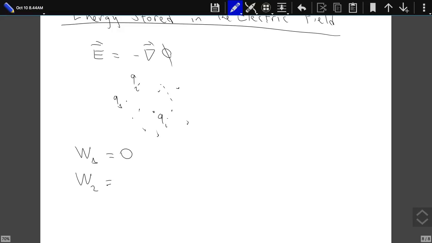Well, let's just give some names. The electric field created by the charge Q1, let's just call it E1. The force that this Q2 charge will feel will be Q2 times E1. So Q2 times E1 is the amount of force that is exerted by Q1. So if we want to bring the charge Q2 to its final position, we have to exert the opposite force.